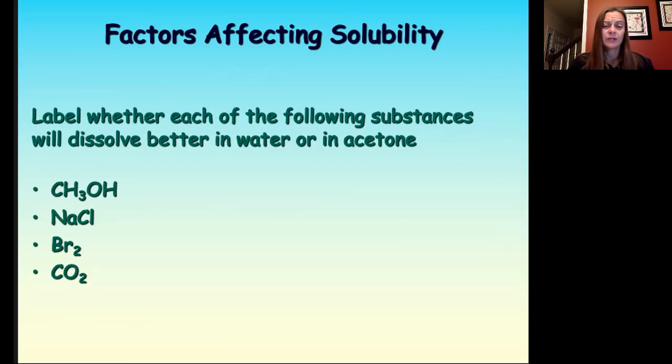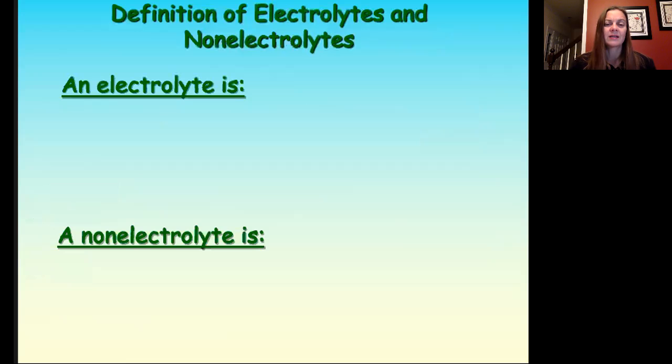All right, so now we understand which solutes will dissolve in which solvents. Let's talk about what happens when they do dissolve. So we're going to talk about this idea of electrolytes and non-electrolytes.